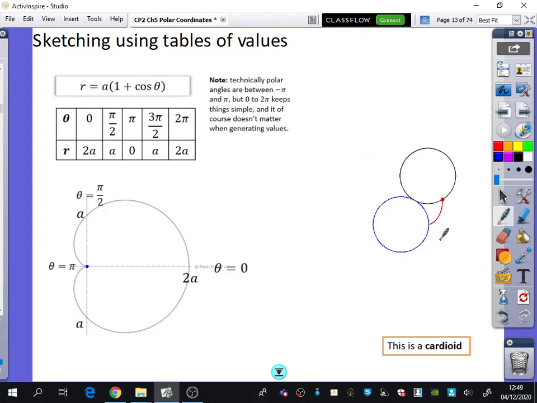We're going to leave it there for today's lesson. And then in the next part, we're going to be thinking about what happens when we restrict the fact that r is not allowed to be a negative number, okay?